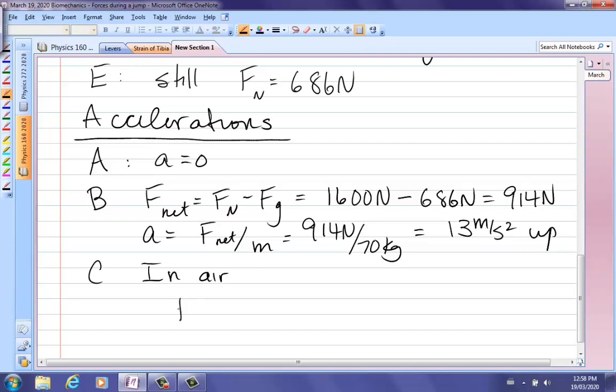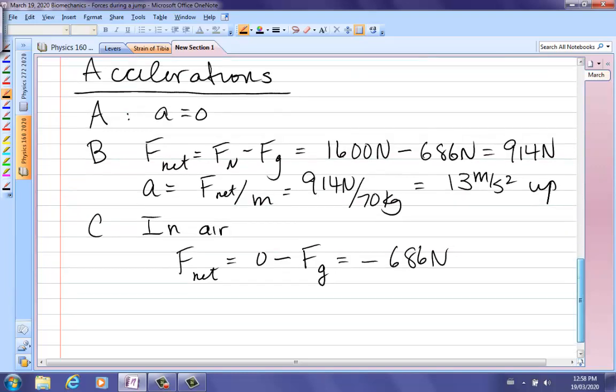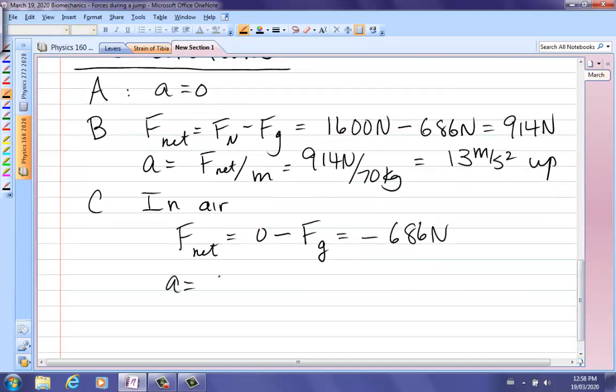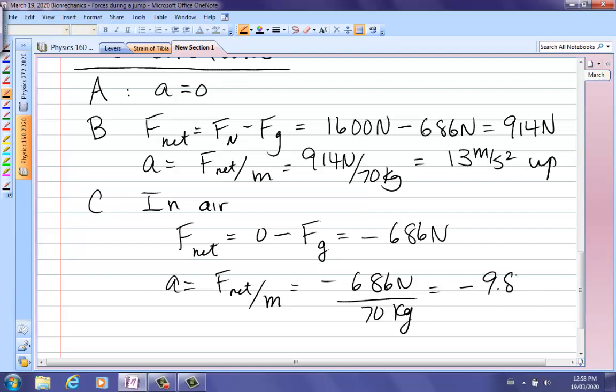your net force is just gravity. There is no normal force. So net force is 0 minus the force of gravity, because the normal is 0. And so this is equal to negative 686 newtons. Your acceleration is F net divided by m. It's negative 686. The force is down. That's why it's a negative. You divide by 70. And sure enough, you get negative 9.8, which we knew already.